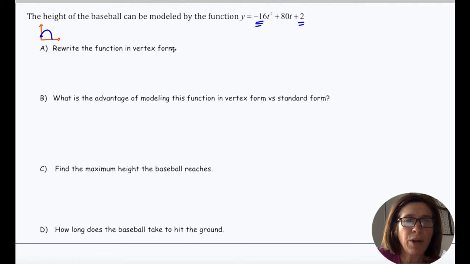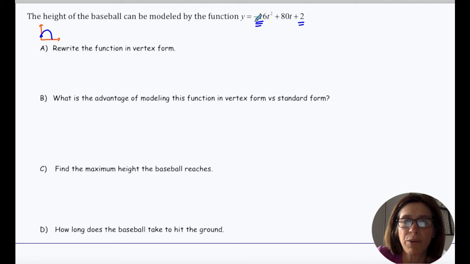All right, well, I kind of want to look at my questions just to be sure I understand why I'm going to be doing that. And it says, what is the advantage of modeling this function in vertex form versus standard form? Well, there's lots of reasons we'd want to do that, but let's look at these questions. It says find the maximum height of the baseball. Well, it can be a quick way to see the vertex if I get it into vertex form. Now, you certainly could do negative b over 2a if it's in standard form to find the vertex. But let's rewrite in vertex form because we've been practicing it, and this one's not so easy.